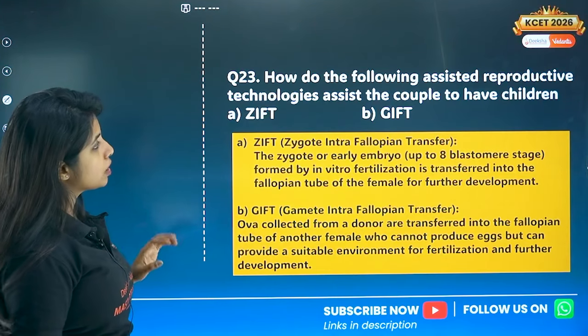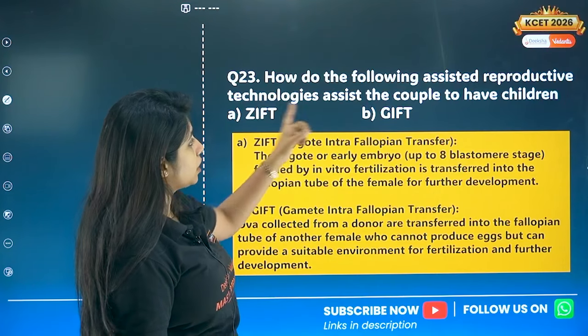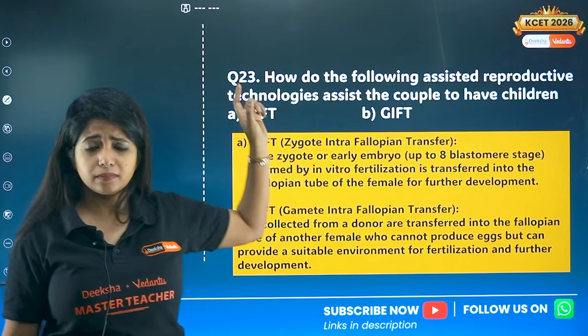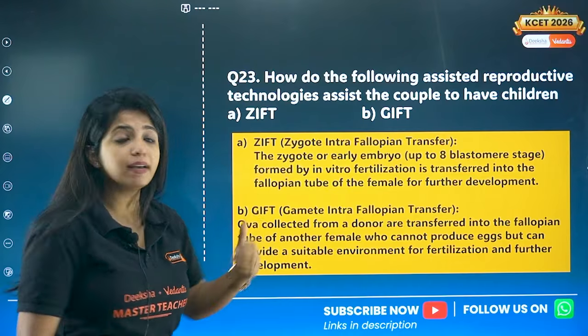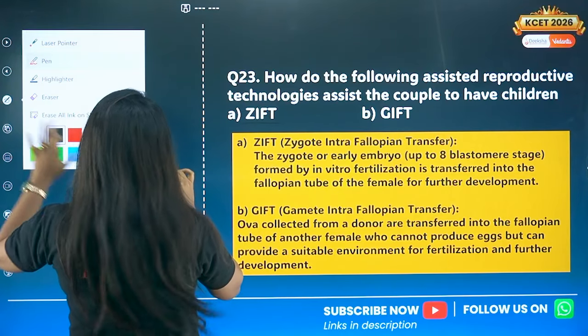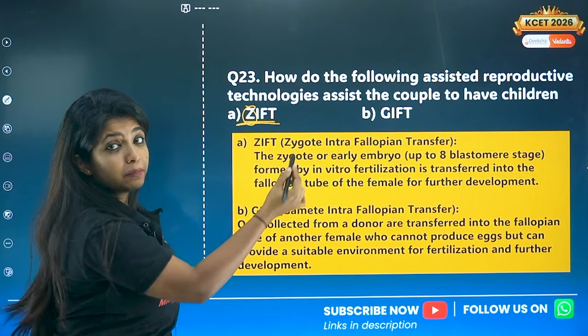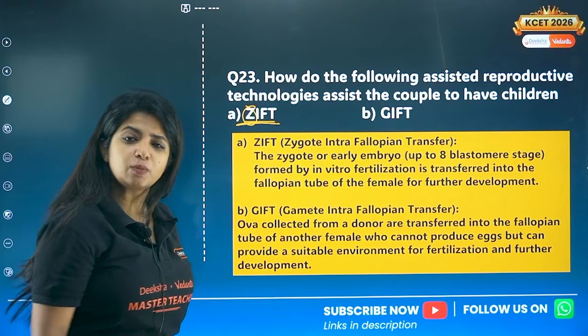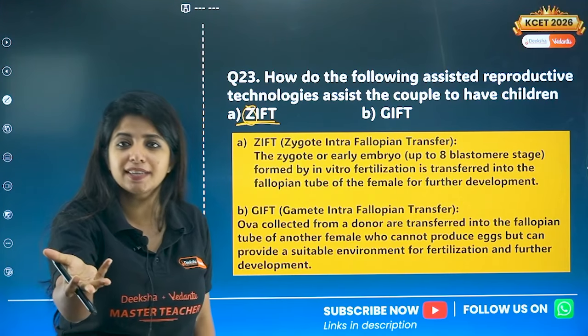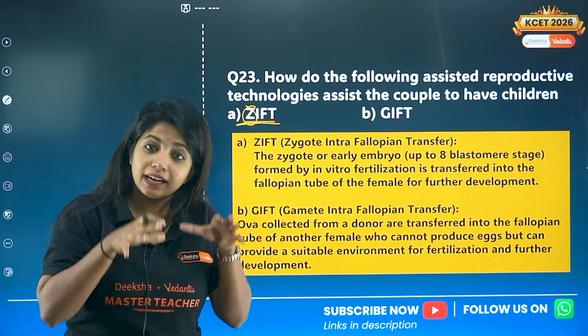Going ahead with the next question, how do the following assisted reproductive technologies assist the couple to have children? ZIFT and GIFT. What do you mean by ZIFT? Zygote intrafallopian transfer. What do you mean by that? Zygote is being put. Intrafallopian means inside the fallopian tube. So ma'am, only zygote is being put. Where do you get the zygote from? The zygote is made in laboratory conditions.